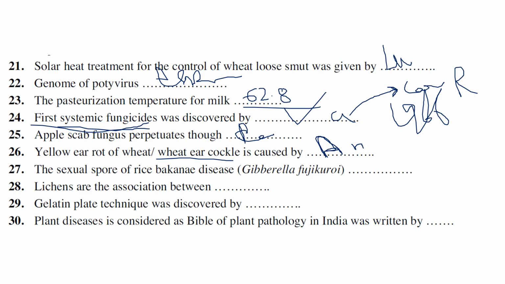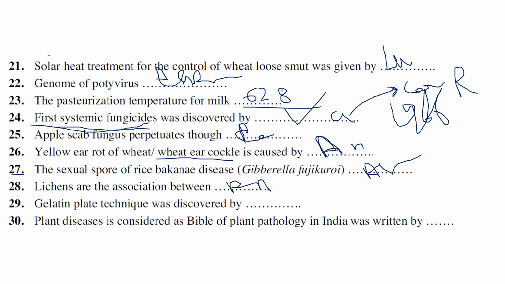And the next one is this one, 27. The sexual spores of rice bakanae disease. Generally rice Gibberella produces the sexual spore, the ascospore. And lichens are generally an association between fungi and algae.